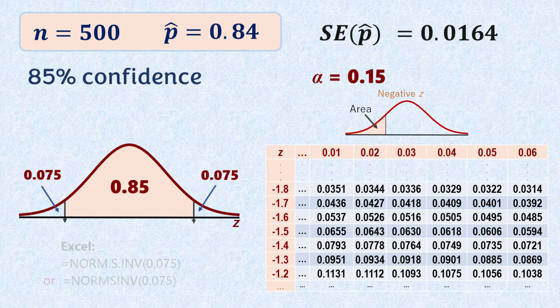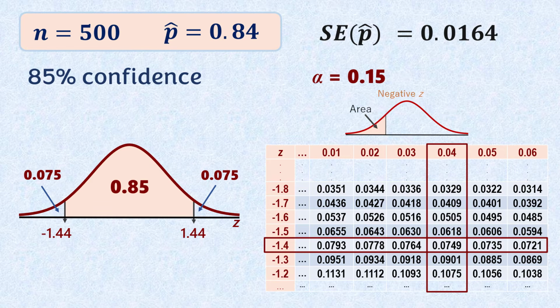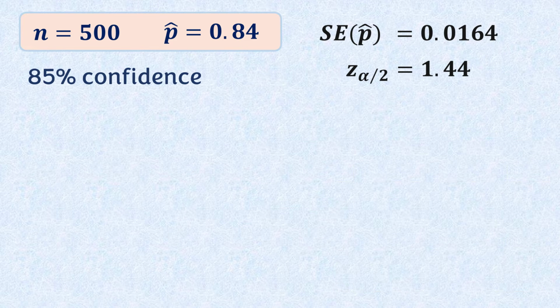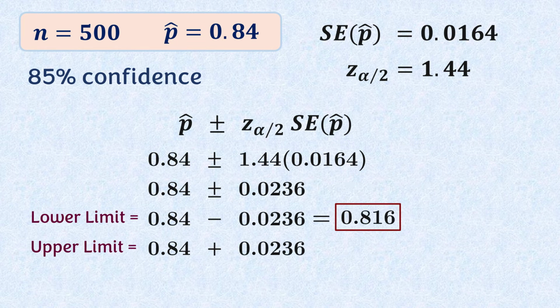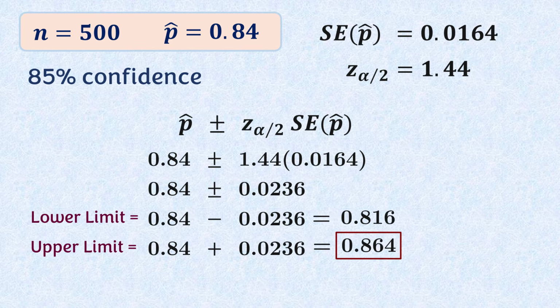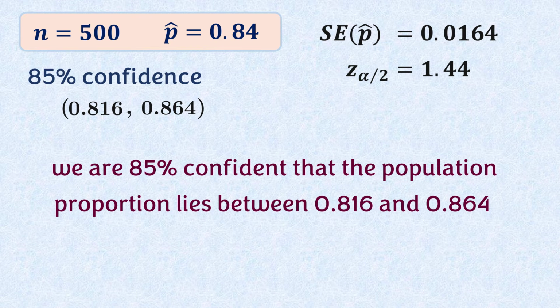From the less than z table, the closest area to 0.075 is 0.0749, which corresponds to a z-score of negative 1.44. So separating the left tail here, we have the z-critical value of negative 1.44, and positive 1.44 on the right here due to symmetry. So we say we have a z-critical value of 1.44. Now, plugging that into the formula, we have a margin of error of 0.0236, a lower limit of 0.816, and an upper limit of 0.864. To interpret that, we say we are 85% confident that the true population proportion lies between 0.816 and 0.864.